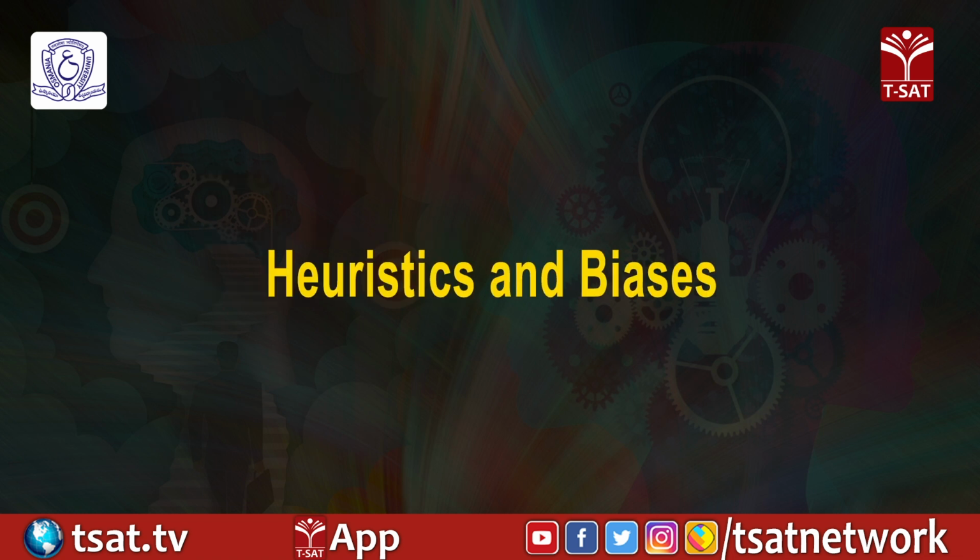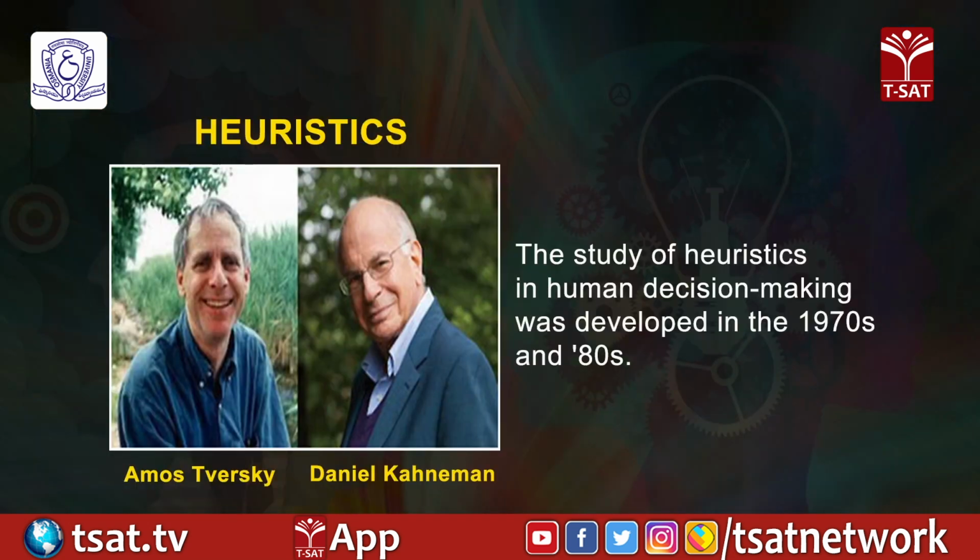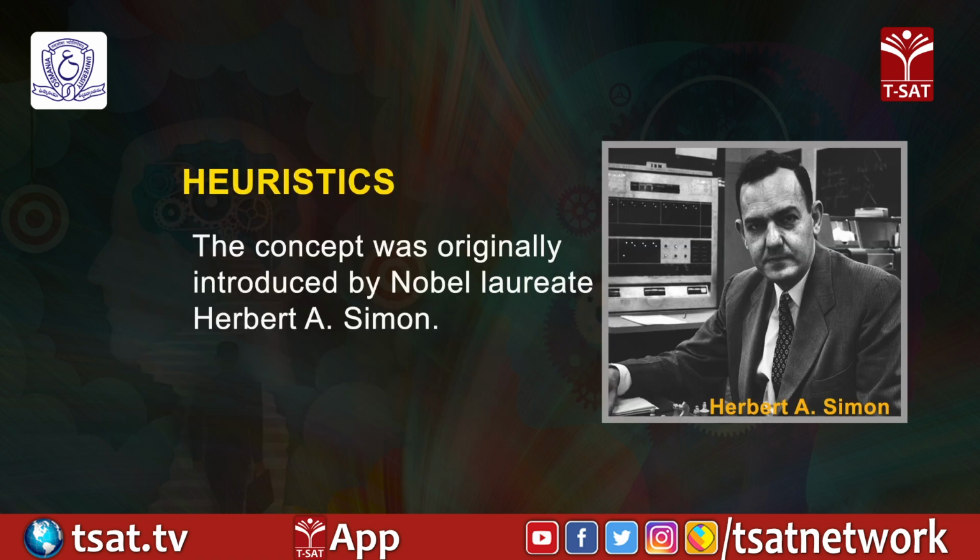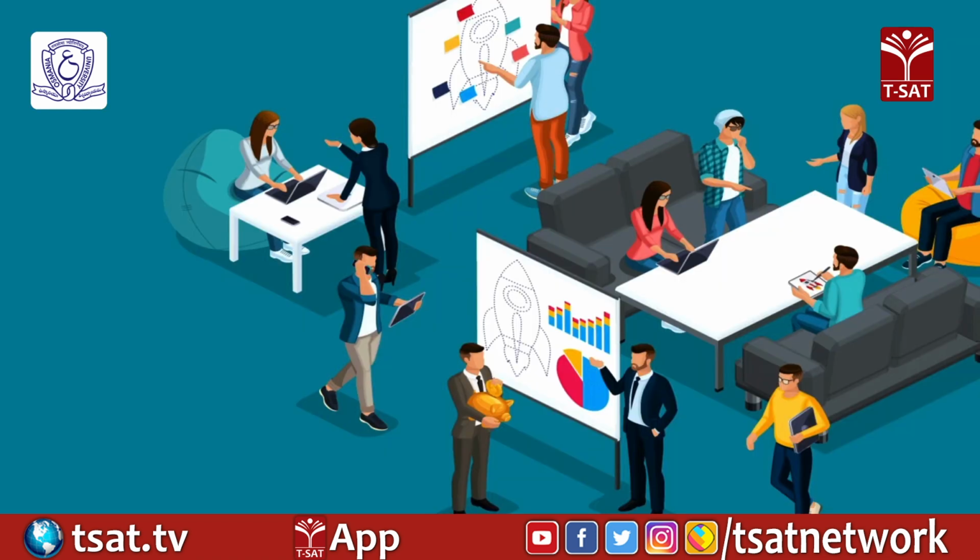We look at heuristics and biases. In this we will be seeing first what is heuristics. The study of heuristics in human decision making was developed in 1970s and 80s by psychologists Amos Tversky and Daniel Kahneman, although the concept was originally introduced by Herbert A. Simon. We make decisions and judgments every day.